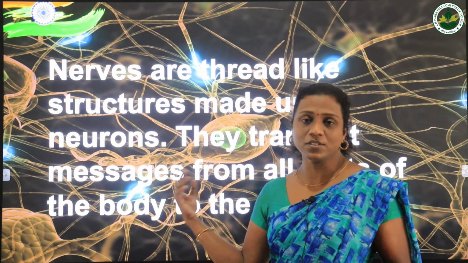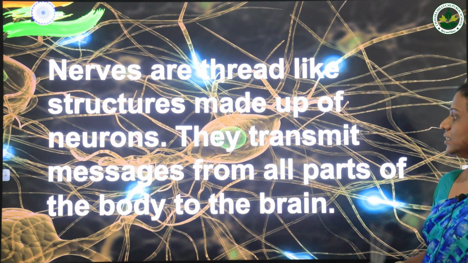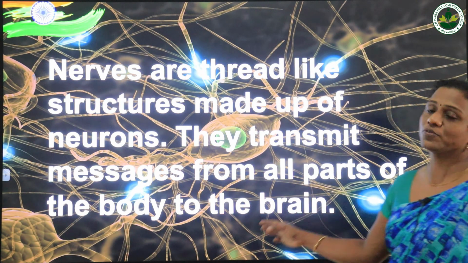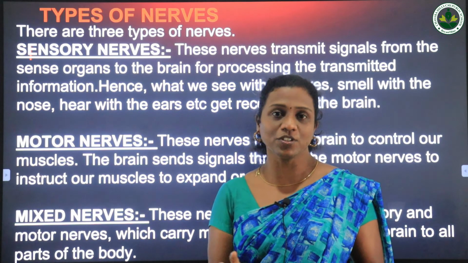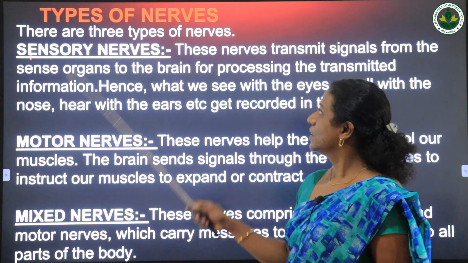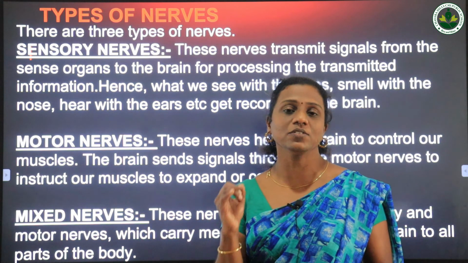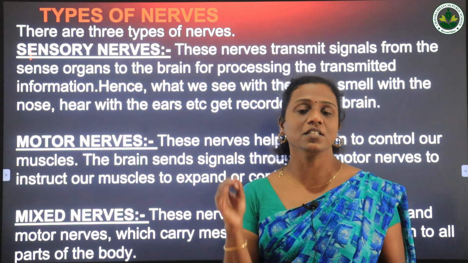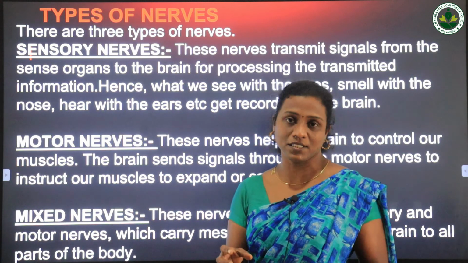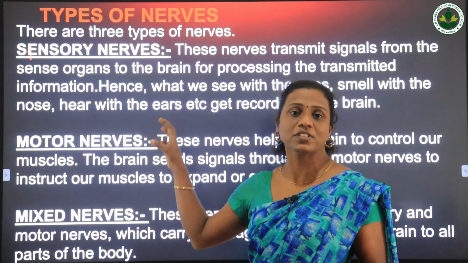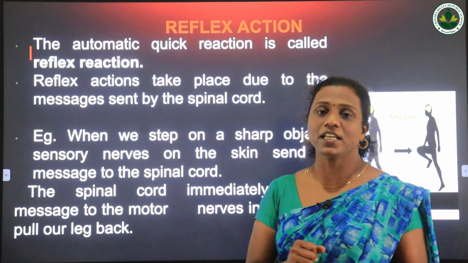Then next is nerves. Nerves are thread-like structures made up of neurons. They transmit messages from all parts of the body to the brain. The neurons are the basic unit of the nervous system. Then the types of nerves. There are three types: sensory nerves, motor nerves and mixed nerves. Sensory nerves are related to sense organs, motor nerves are related to muscles, and mixed nerves consist of sensory nerves and motor nerves.